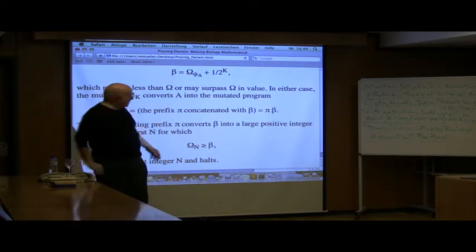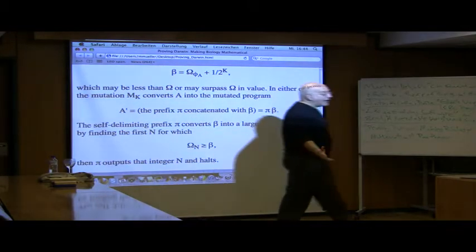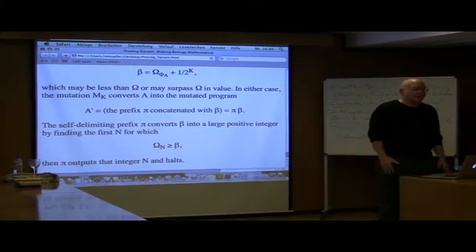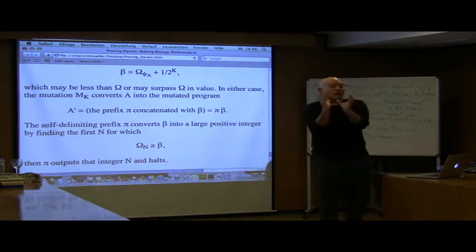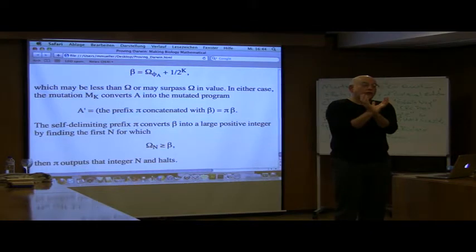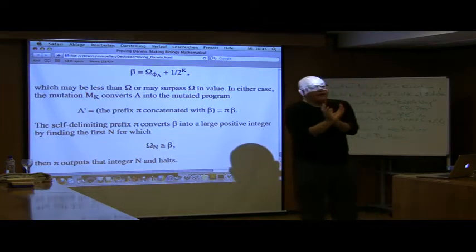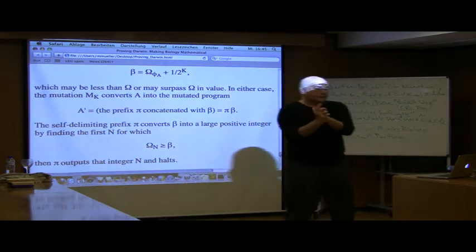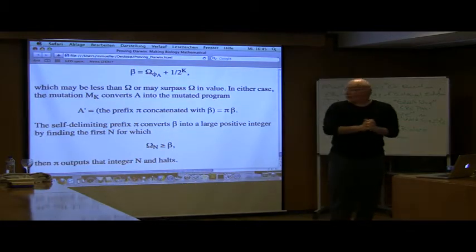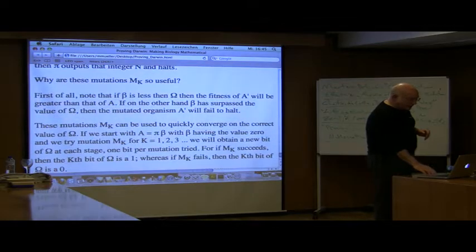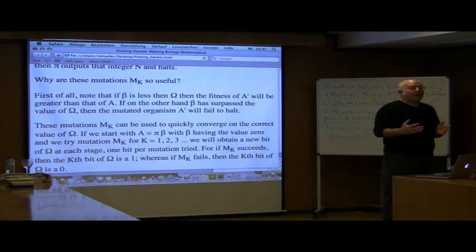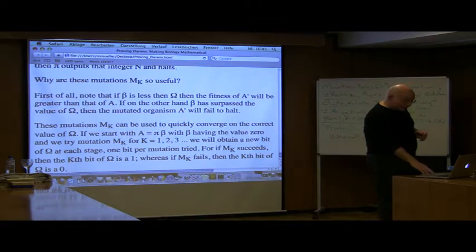So basically, now how can I get k bits of the halting probability right? I try M sub 1, then I try M sub 2, then I try M sub 3. In other words, I start with a lower bound on the halting probability of 0. 0 is certainly less than or equal to the halting probability. Then I see, can I add 1/2 to it? Can I add 1/4 to it? Can I add 1/8 to it? Can I add 1/16 to it? And that way, each time I try one of these mutations, I'm going to get another bit right. So that's why I'm going to get to fitness vis-a-vis a function of k in k time steps.